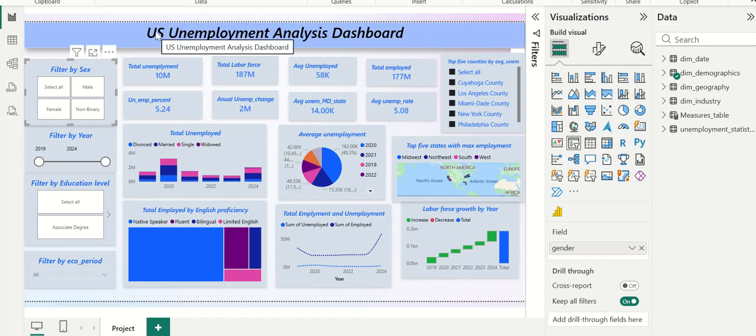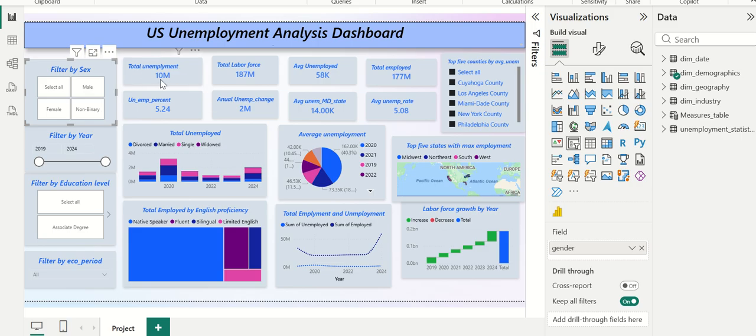Today I'm going to present my project on the US unemployment analysis dashboard. As you can see from my dashboard, there are some KPIs, maps, charts, and filtering mechanisms based on categorical data. So let me explain it in detail.